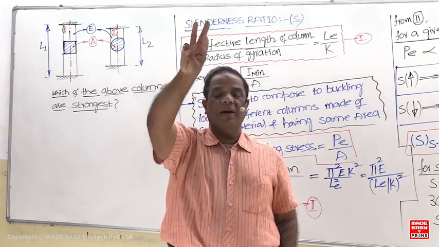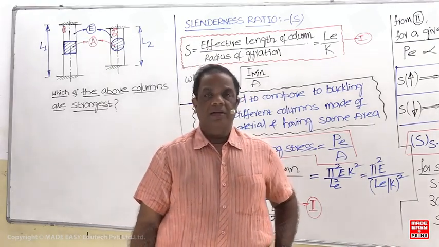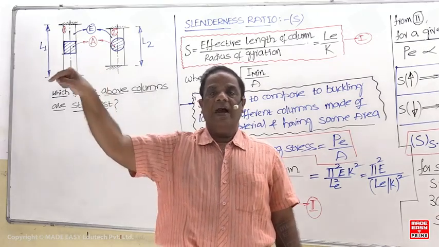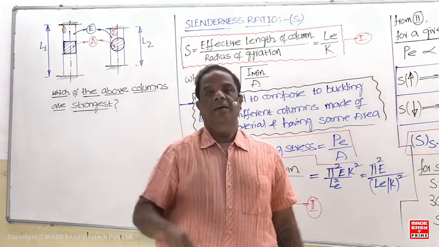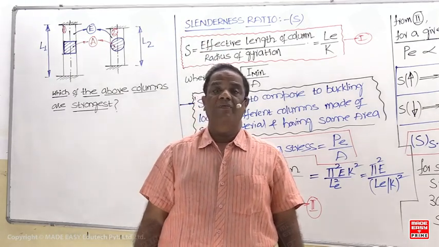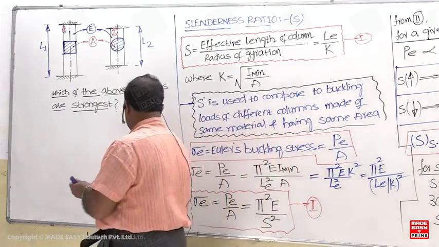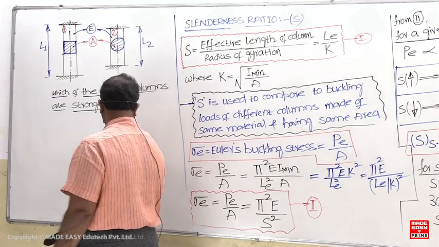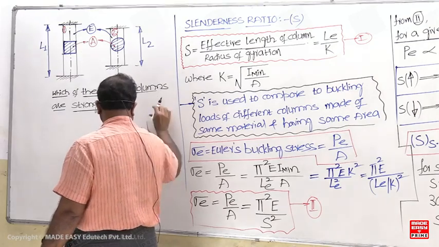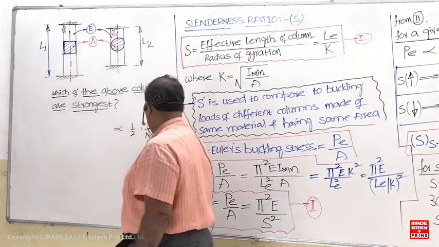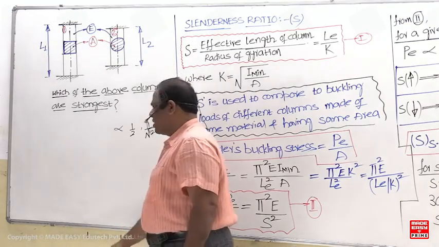But they are all valid for the same length, same material, same moment of inertia. Now I have given alpha values and n values. I have given the alpha values left to right. What are the alpha values you have studied now? 1 by 2, sorry, 1 by root 2. Next, 1 and 2 you have studied now.